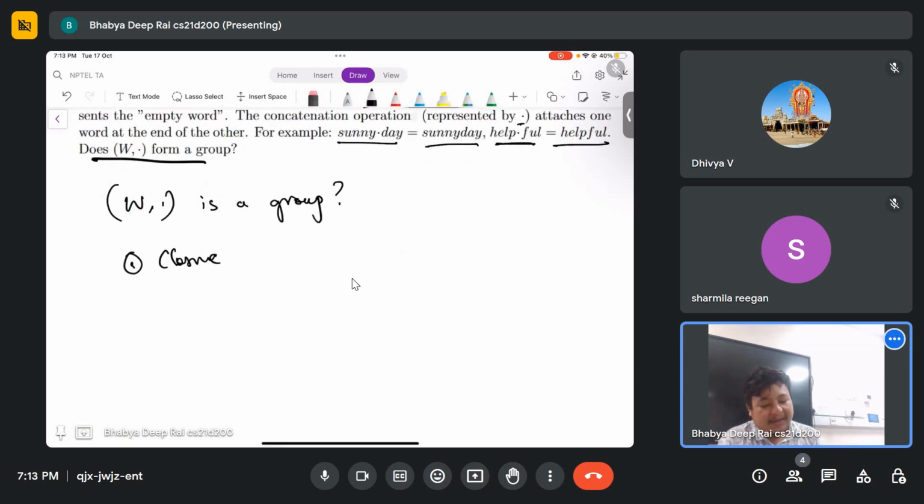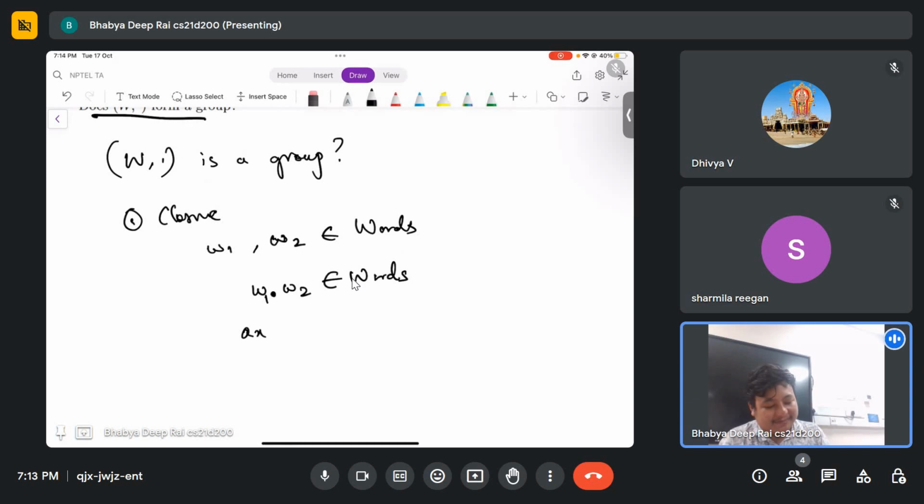Okay, is it closed? Take any two words, W1, W2, in the set of words. If I attach W2 at the end of W1, then it'll still be a word, right? It'll still belong to the set because it will still consist of the same alphabet. For example, AXBJ dot ABJ will be equal to AXBJABJ. And this is a word on 26 letters, so by definition it should be contained in words.